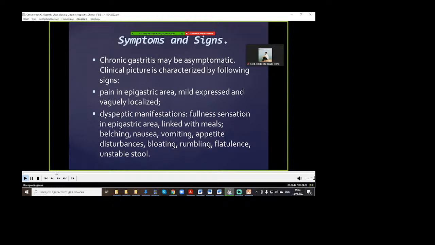The main complaint will be pain in the epigastric area. It is mildly expressed and vaguely localized. Dyspeptic manifestations such as fullness sensation in the epigastric area linked with meals, belching, nausea, vomiting, appetite disturbance, bloating, rumbling, flatulence, and unstable stool.